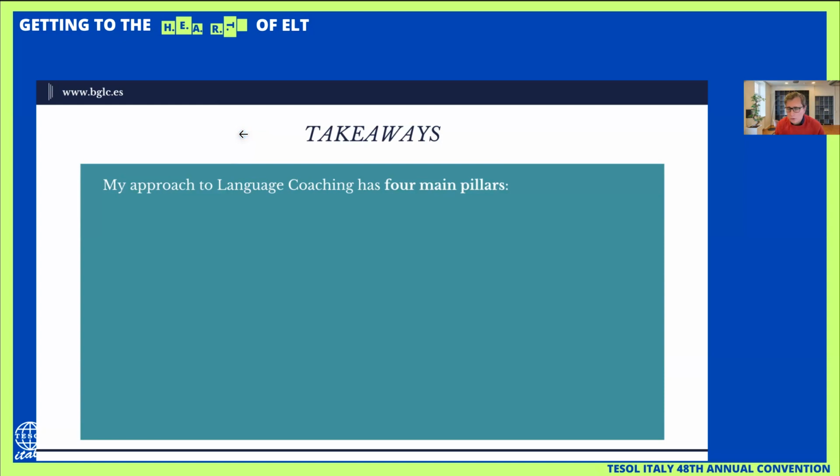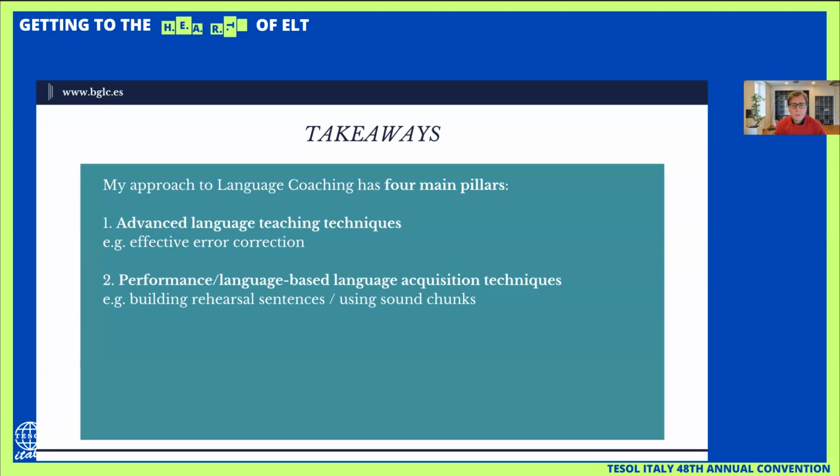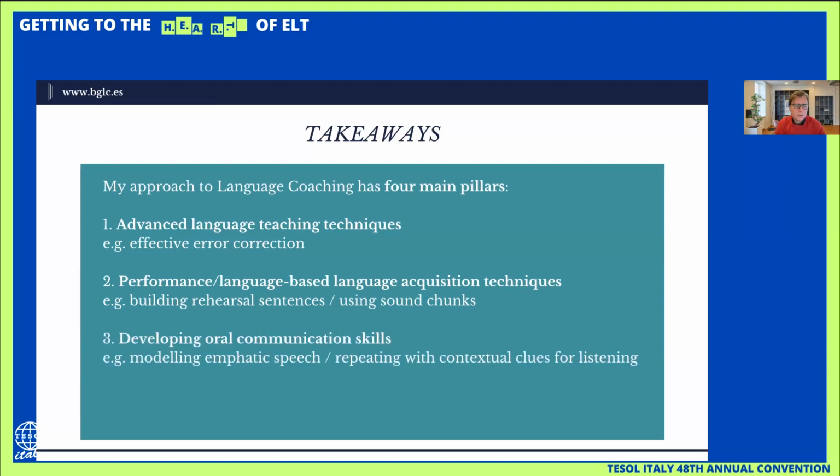My approach to language coaching has 4 main pillars, as I mentioned at the beginning. The first is advanced language teaching techniques. We haven't looked at those today, but an example of that would be effective error correction. And I have a whole section of that on my courses that I provide online. Performance language-based language acquisition techniques is the second pillar. We had a look at performance techniques today, which was building rehearsal sentences. I showed you an example of me building a sentence which improved performance. Another one would be using sound chunks, which again, we haven't had a look at today, but that would be an example of a language-based language acquisition technique that I use with my learners.